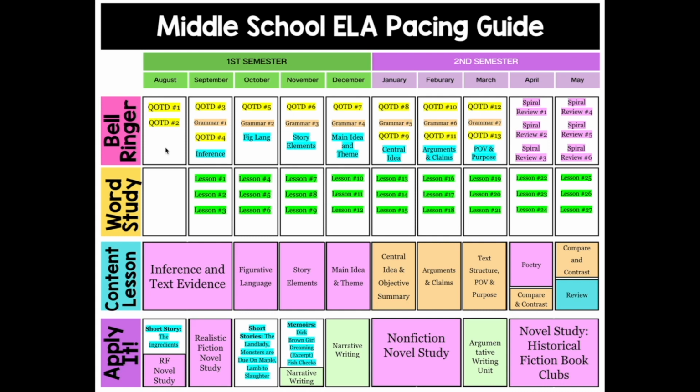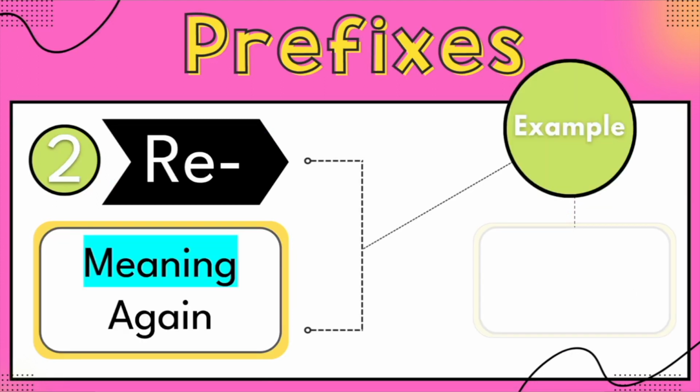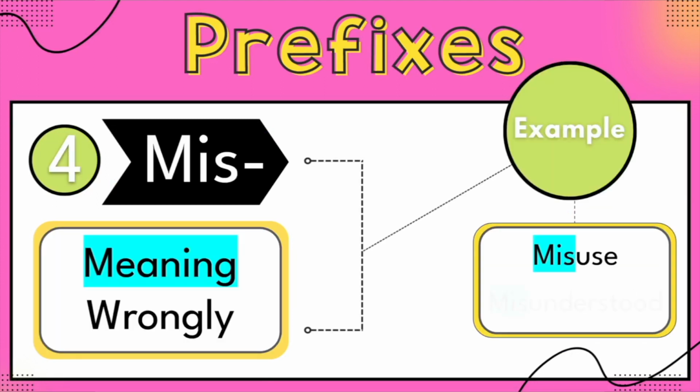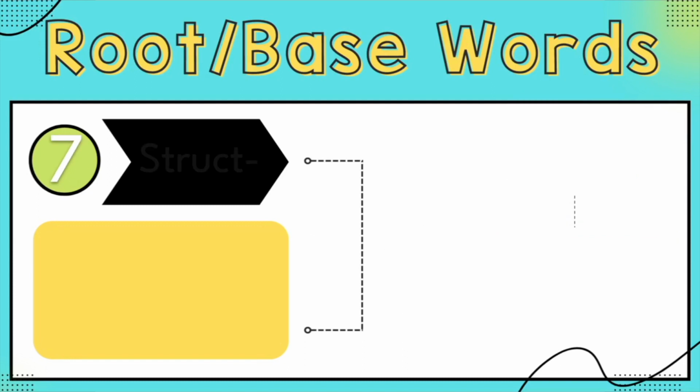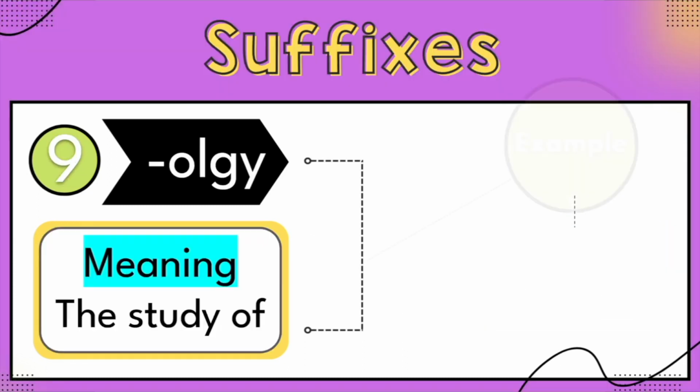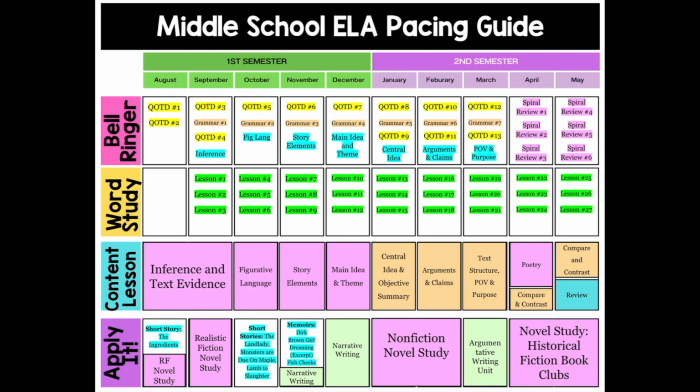And then I move into word study. And so last year I did morphology one week, and then vocabulary the next week. And then towards the second half of the year, I started combining the two, and I would give them morphology and vocabulary at the same time. So I'm going to do that all year because I found it worked really well together.